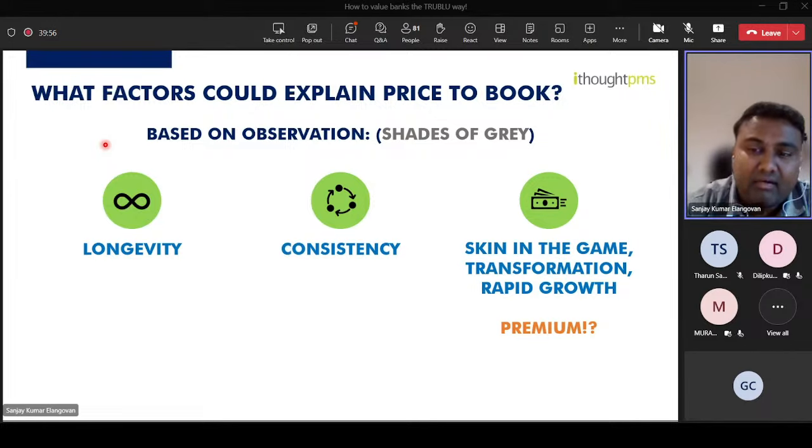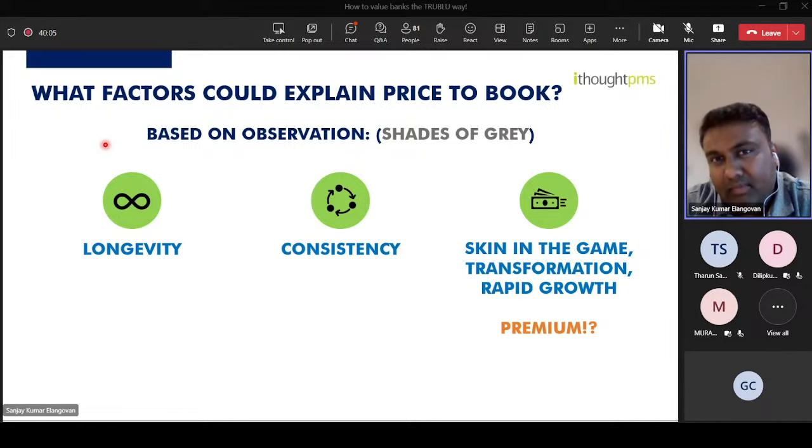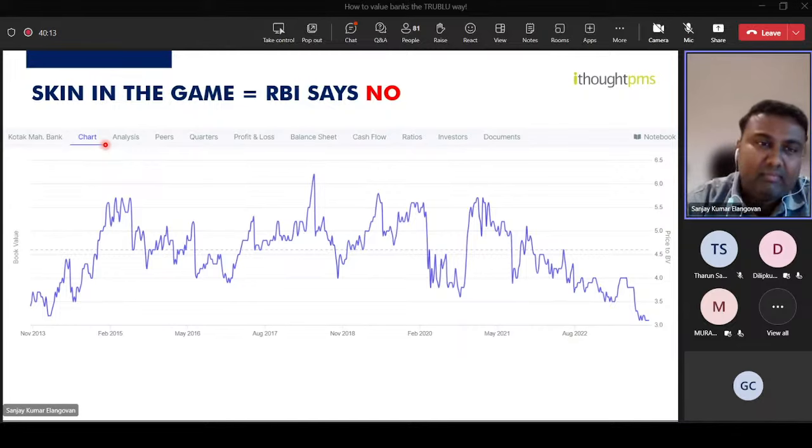And say a bank has a rapid growth beyond what the ROE can even provide. Let's say the bank is growing at 20, 25%. There, the market has given a premium. But this third bucket that I've put, I'm not very comfortable with, because we'll see some examples.